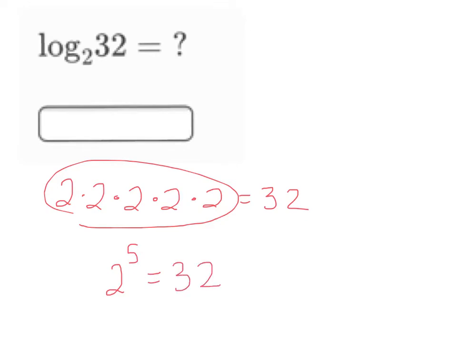So in this problem, we're saying 2 to what power gives me 32? And you can see right here that 2 to the 5th power gives me 32. So the answer is 5. And so in Khan Academy right there, you'd put 5. We're saying that the log base 2 of 32 equals 5.